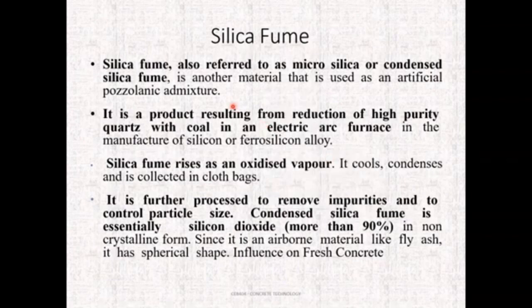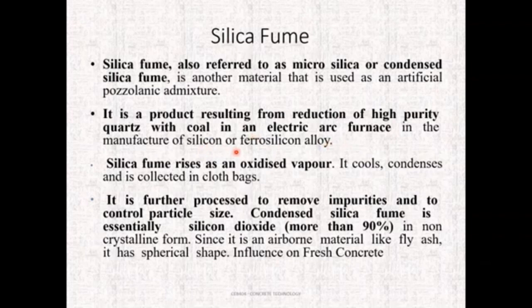The next one is silica fume. Silica fume, also referred to as microsilica or condensed silica, is another material that is used as an artificial pozzolana in concrete. It is a byproduct resulting from the reduction of high purity quartz with coal in electric arc furnaces, in the manufacture of silicon or ferrosilicon alloys.